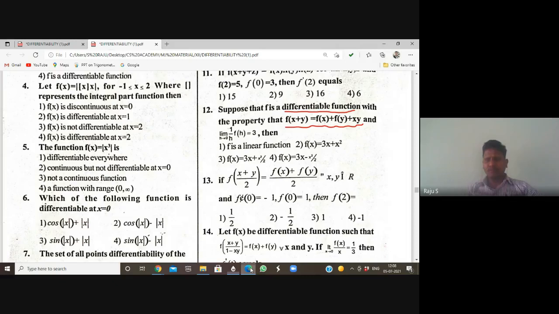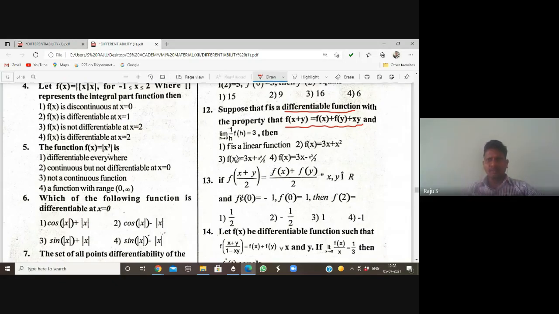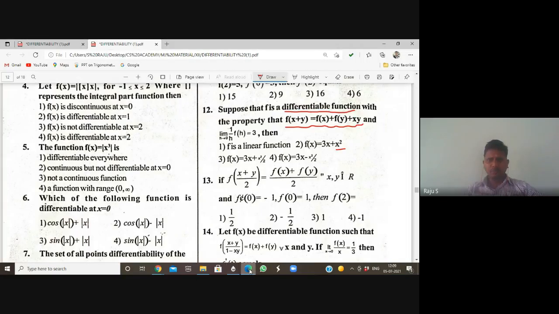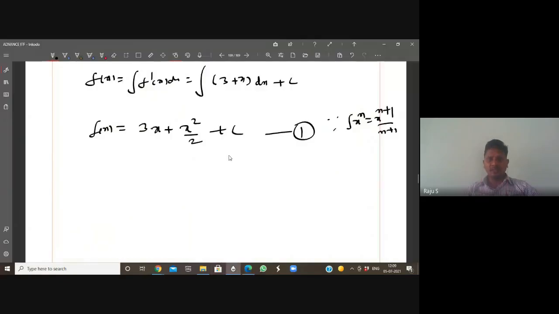Let's see here. Which of the following functions? 3x + x squared, 3x + x squared by 2, and here only x squared is there. So what is the answer we're expecting here? 3x + x squared by 2, the third option. But here, see, a constant is there. Then how can you find the constant? The value of c also you should find.